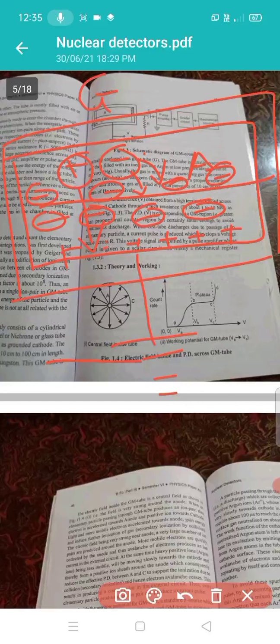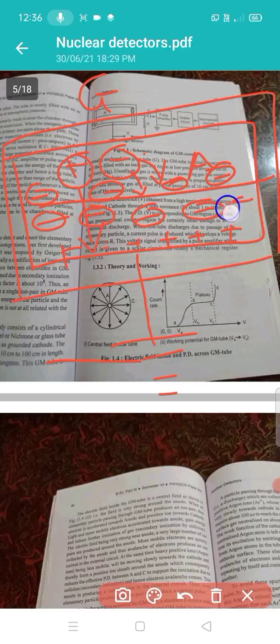Light and more mobile electrons are accelerated towards the anode, gain energy, and induce further ionization of the gas, which is known as the secondary ionization by collision. The electric field being very strong near the anode, a very large number of ion pairs are produced around the anode. More mobile electrons are quickly collected by the anode, and thus the avalanche of electrons produces an ion current in the external circuit.